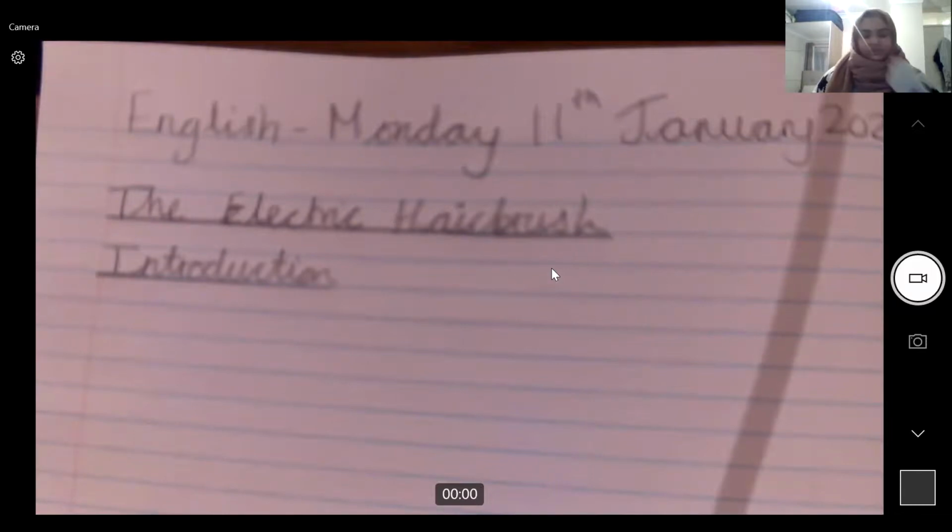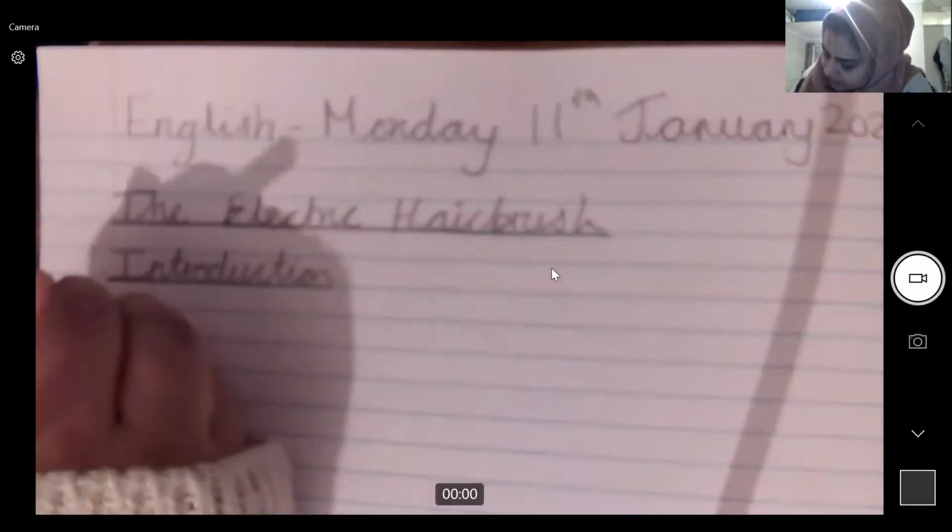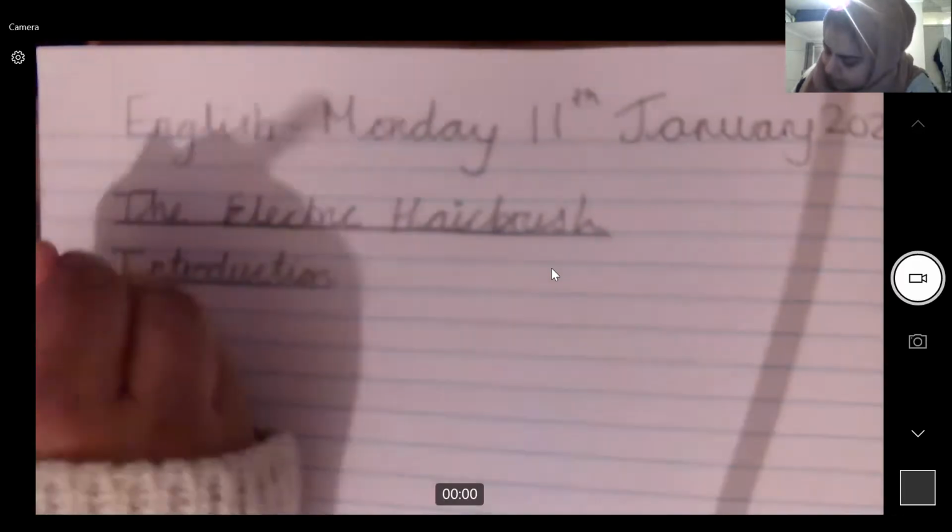Now, in order for me to remember the sentence to my first paragraph, I am going to look at my text map again. So I'm going to look at my text map, and I'm going to write it down. So the first sentence in my paragraph is, the electric hairbrush was in fact a magnetic brush invented by Dr. George Scott. So I'm going to write this down. I'm going to miss a line and start writing my paragraph.